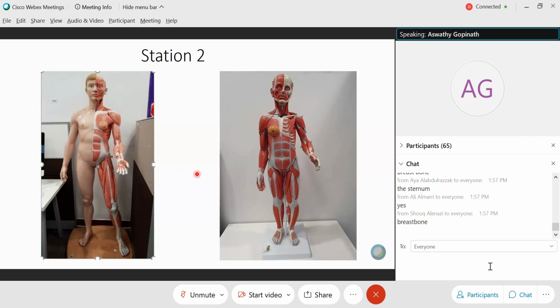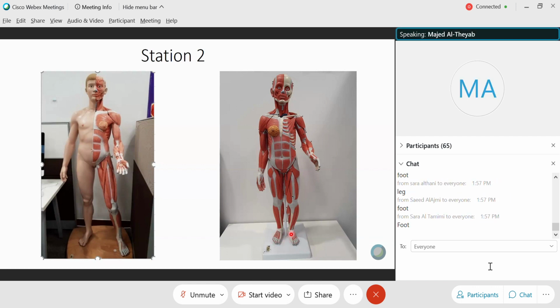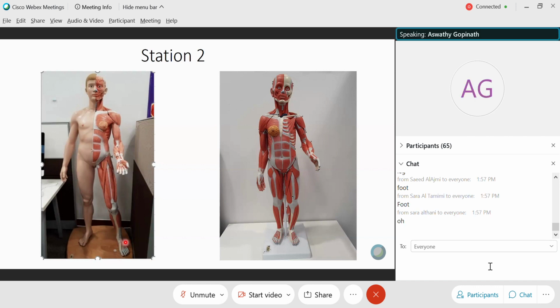Now, which is the carpal region? It's the wrist of your hand. Yeah, the wrist region is known as the carpal region. You can see the carpal region here. Now the pedal region is the foot. Okay. The foot is the pedal region.